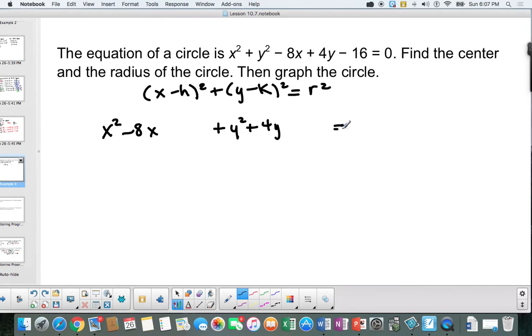And then I'm going to take this and put it to the other side, which is 16. So all I have done is rearrange things. That's all I've done. Okay, now I'm going to complete the square.